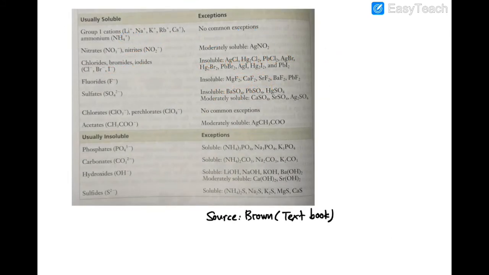Here you are looking at the list from our textbook for salts that are usually soluble and salts that are usually insoluble. Please memorize the list in the table, okay? Especially the insoluble ones. For instance, all of the salts that contain phosphate, carbonate, hydroxide, and sulfide as their anions tend to be insoluble, except for these written salts over here. Please try to remember them because it's very handy for you to be able to write down the reaction.